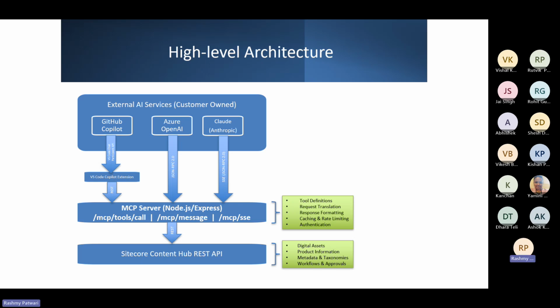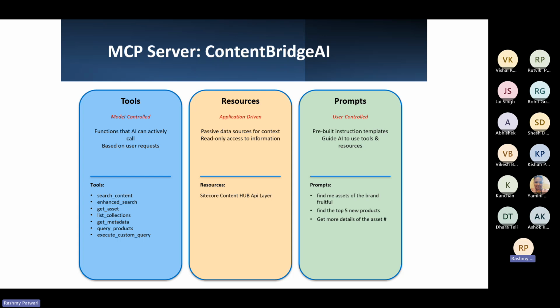All right. Okay. Moving on. Again, we spoke about this, the three things. In the context of the demo that we have seen, if you recall the previous slide, an MCP server needs to have three things. Similarly, the MCP server for Content Bridge AI has tools, resources, and prompts. The prompts were what we have seen, like find me assets of the brand Fruitful and things like that.